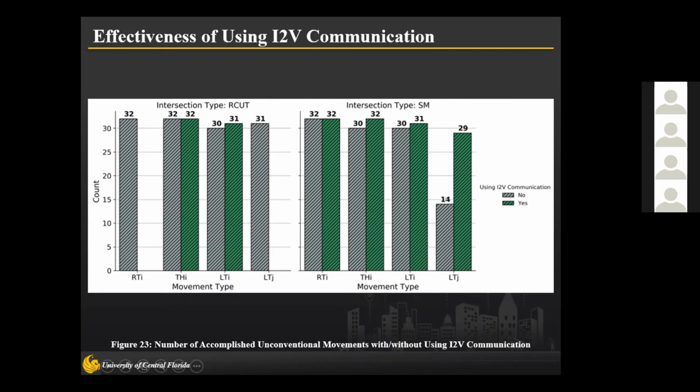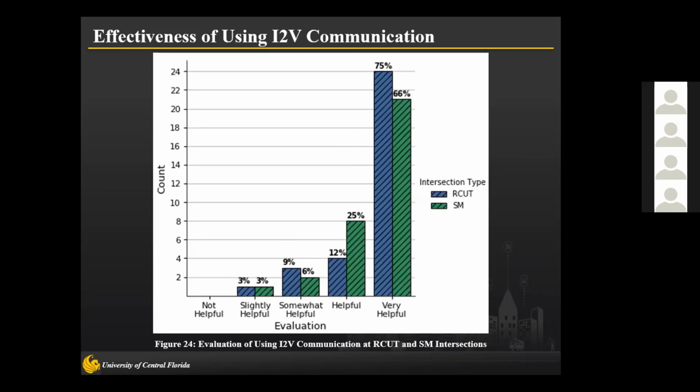So without I2V, 14, and with using the I2V communication, 29 participants have accomplished this movement. By using I2V communication, most drivers have done the major left turn movement at the SM intersection. The number of drivers that accomplished this movement was doubled in the I2V communication environment. Most participants have found that providing I2V communication during the unconventional movements is either helpful or very helpful.